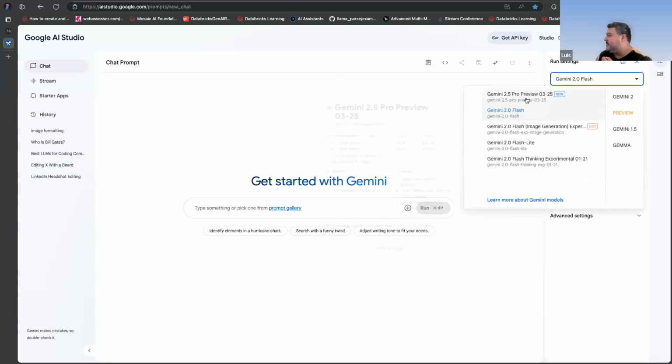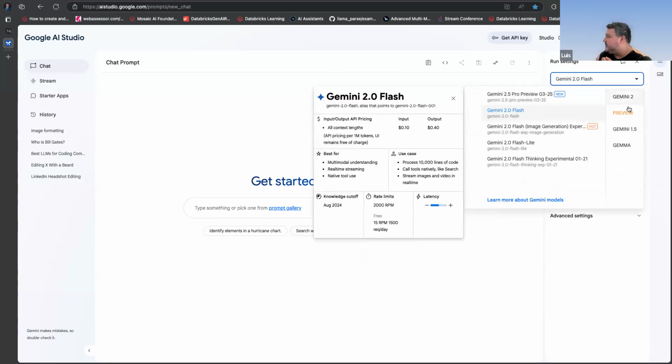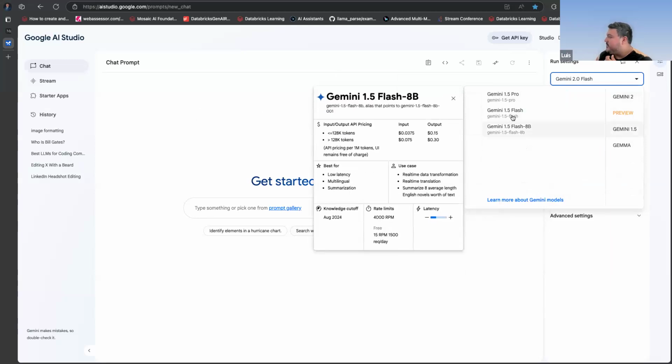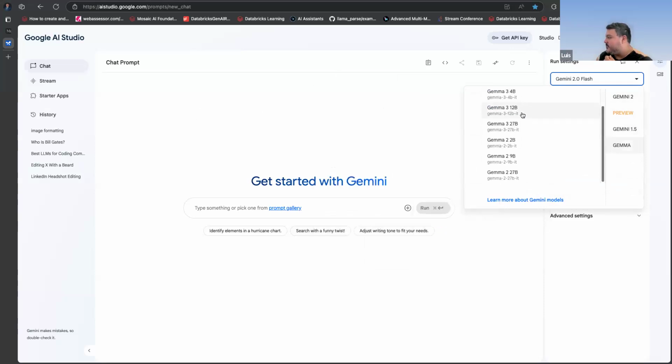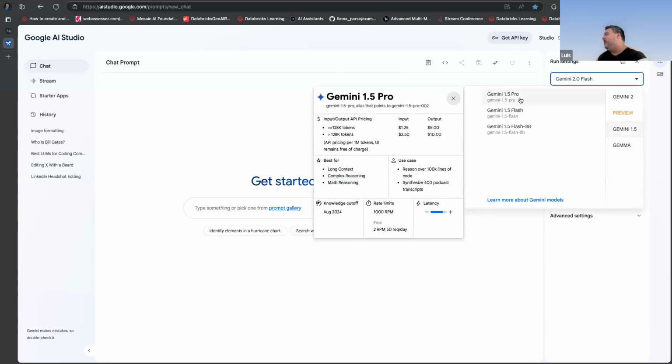Now, in Google AI Studio, you can choose different types of models. Gemini 2 is the newest model, and they have a preview section of their latest models. Gemini 1.5 is their most stable model, and Gemma is their open source model. But one thing I want you to notice is that when I hover over a certain model, you can see that there are input costs and output costs, and you can see a total context limit.